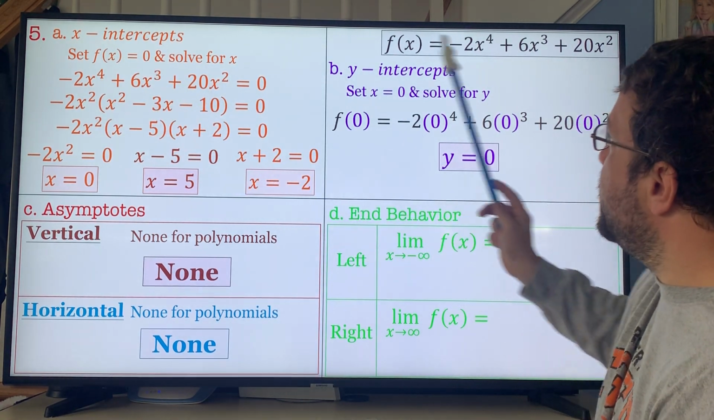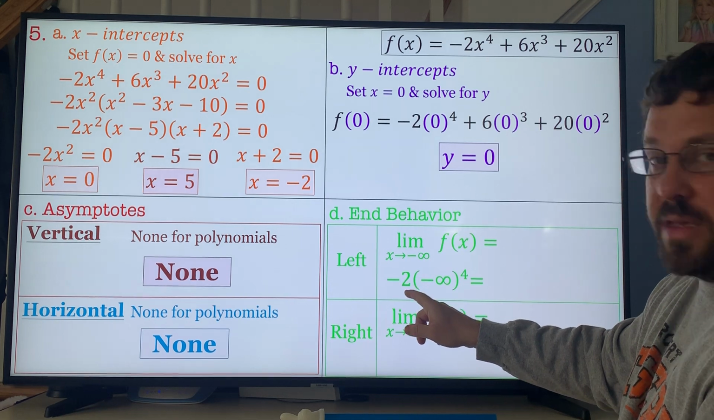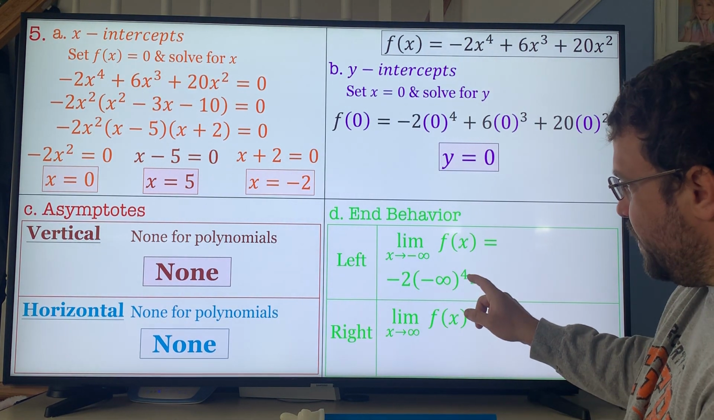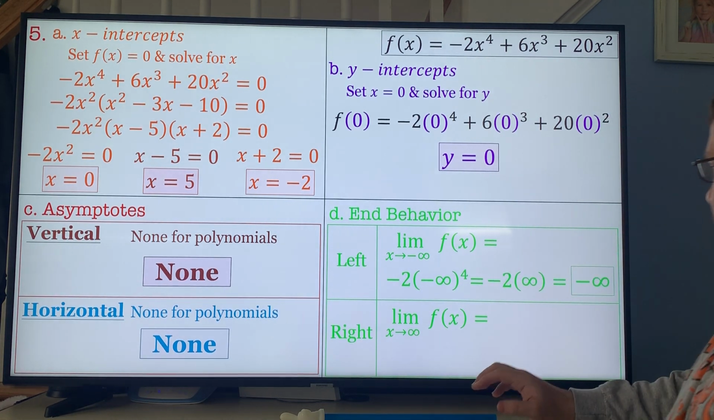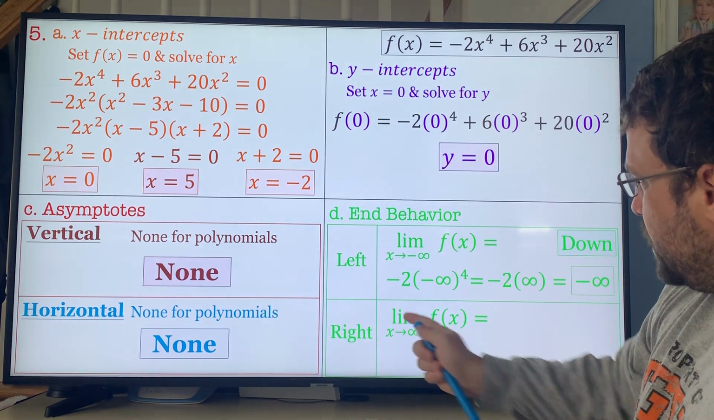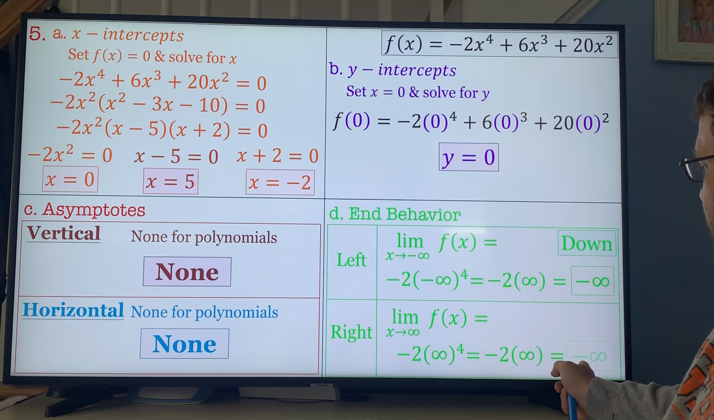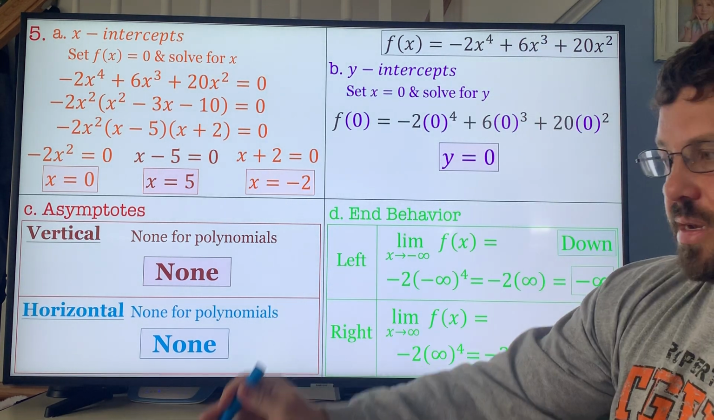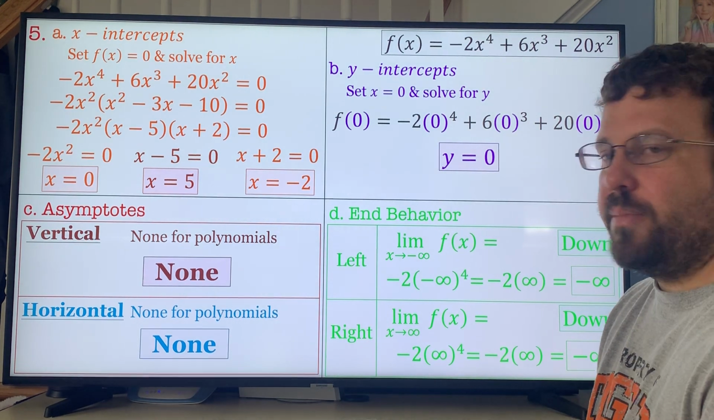Highest degree term here is the 4th power one. -2. You can't forget the coefficient up front. Negative infinity to the 4th is positive infinity. -2 times positive infinity is indeed negative infinity. Means it goes down. -2 times infinity to the 4th, -2 times infinity is negative infinity as well, so it goes down. Remember, it's not horizontal because of unbounded behavior. Got it?